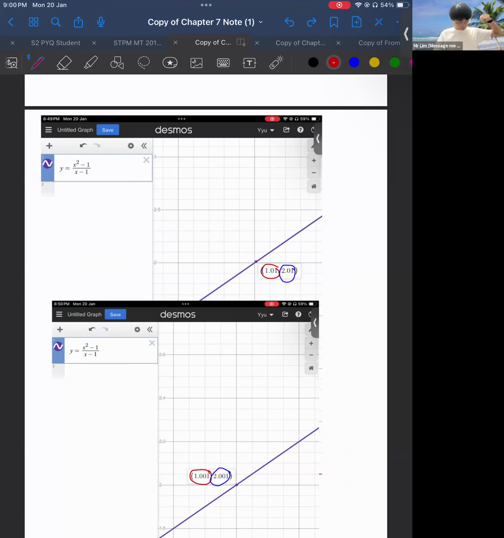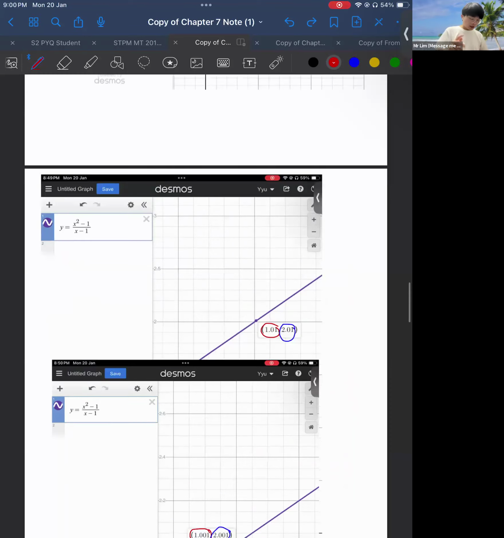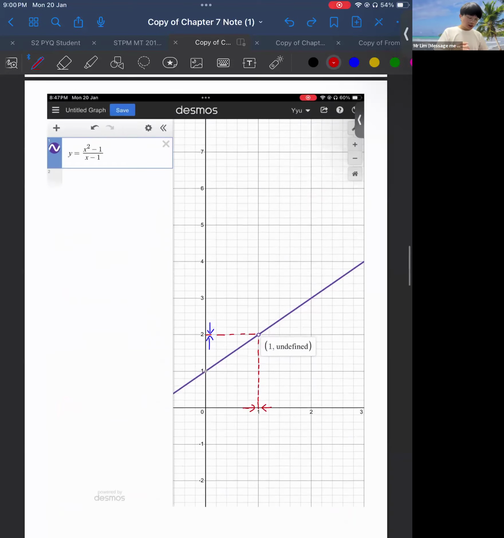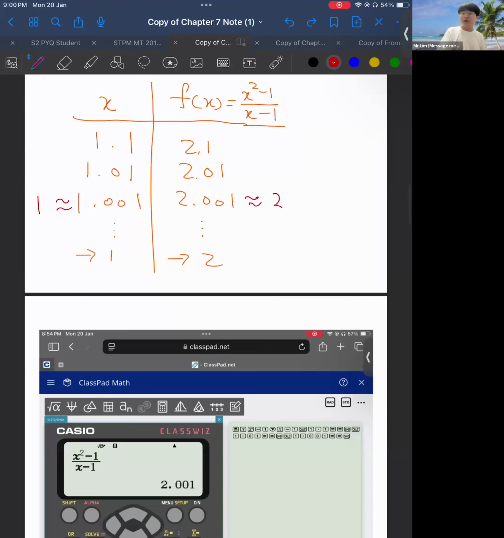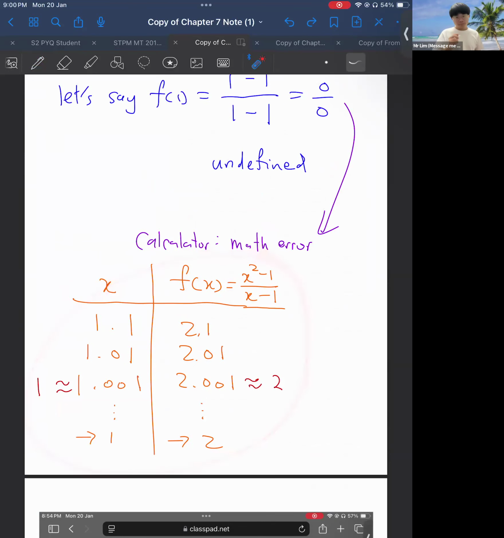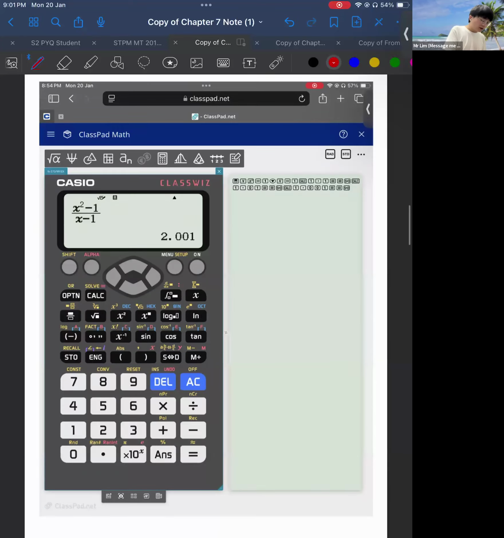So far, we have learned two ways to see it. Number one, the table of values, which I would call the numerical approach, the numerical way. Number two, using your graph, the graphical way.